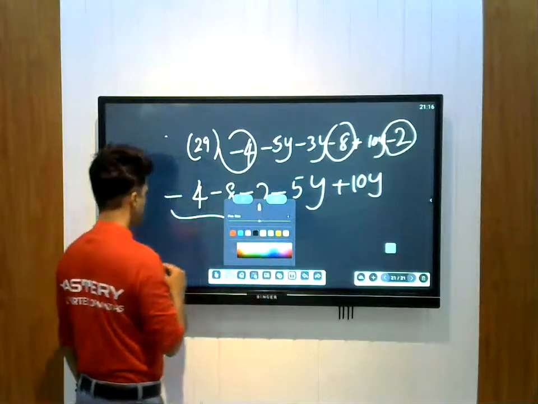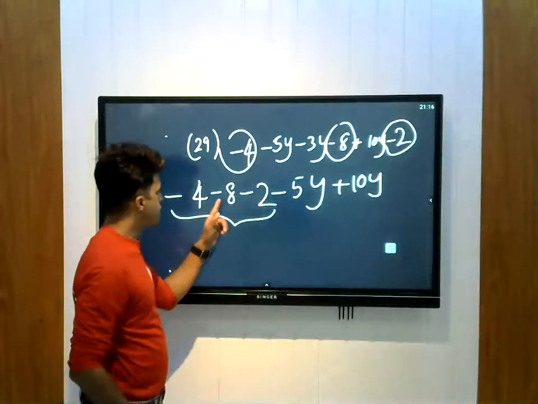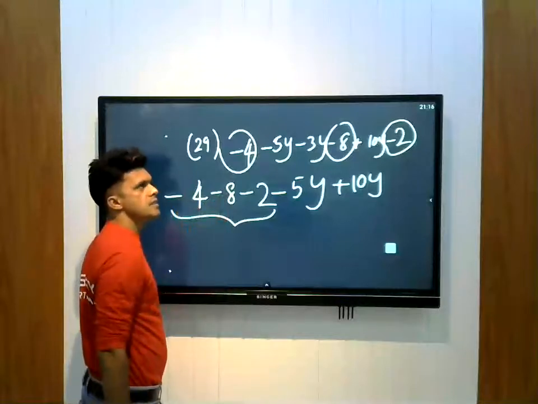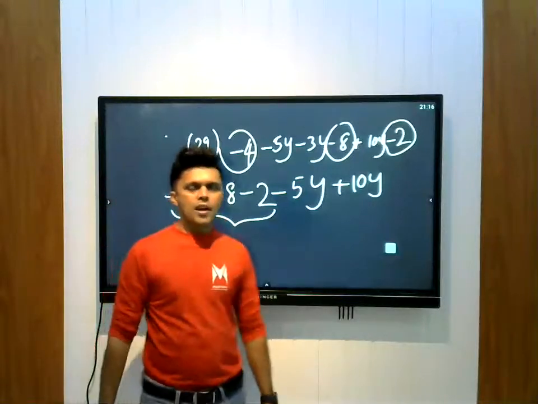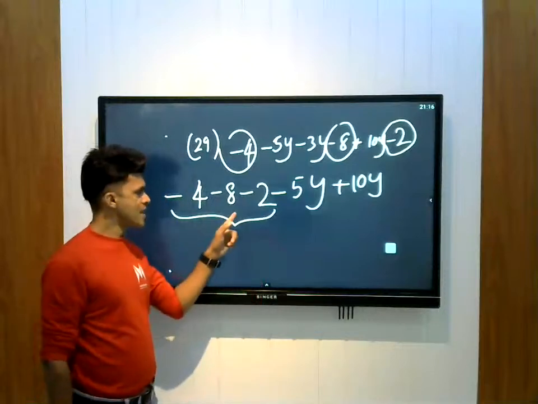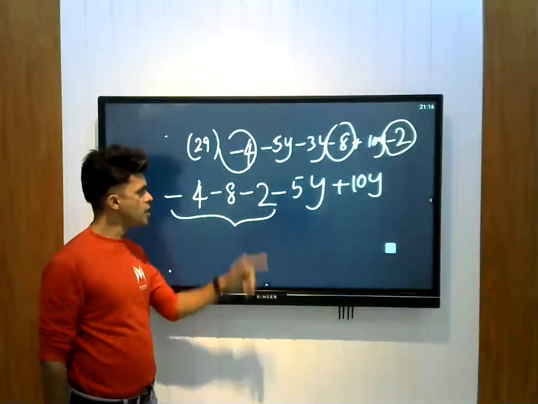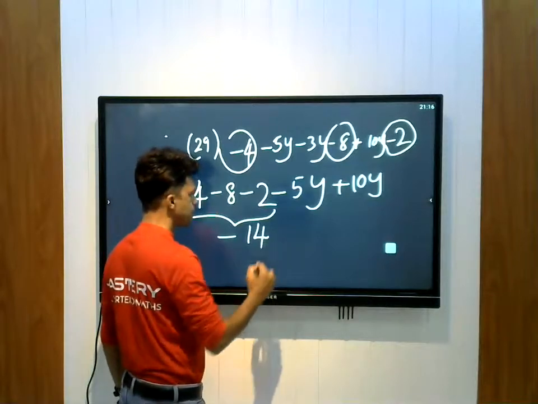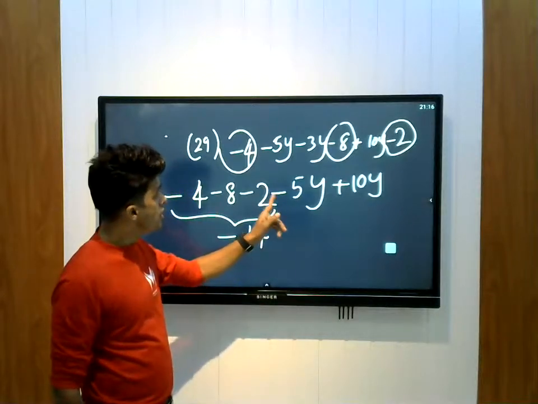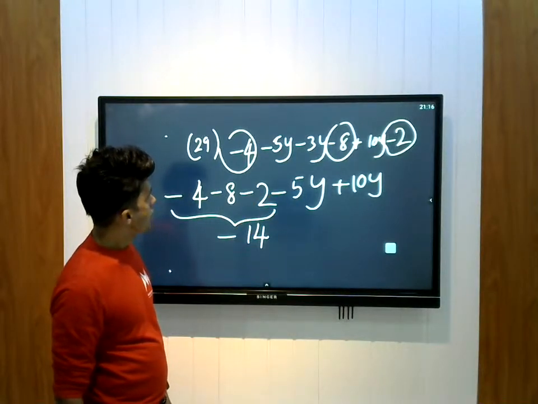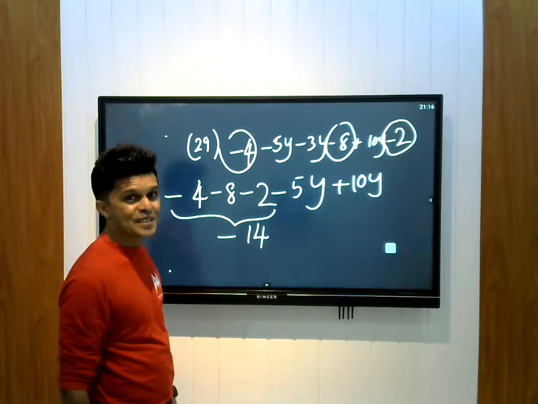Here, minus 4 minus 8 minus 3. Minus 4 minus 8 is minus 12. Minus 12 minus 2 is minus 14. Here we've learned this one, right? I am not taking a certain term here.